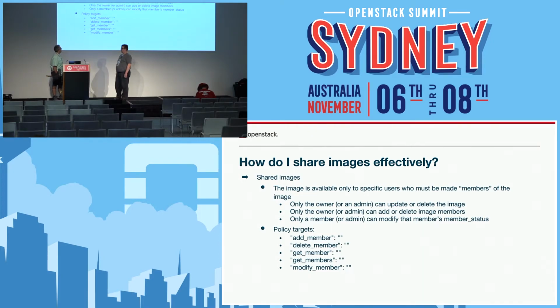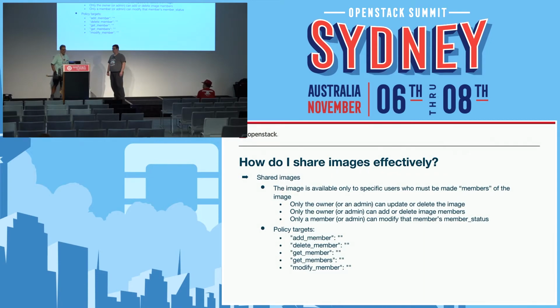Now, there are associated policy targets with this, which are perhaps a little bit overkill. You can control who's able to add a member, delete a member, get a member, list the members on the image, or modify the member. But that's subject to what I said earlier. No matter how you modify this policy, you can't make it so that somebody who's not a member can change somebody else's member status. This has to do with who can make the API calls that allow this to happen, but only in the context of an image that they own or if they're an administrator. I don't know if that made any sense, what I just said.